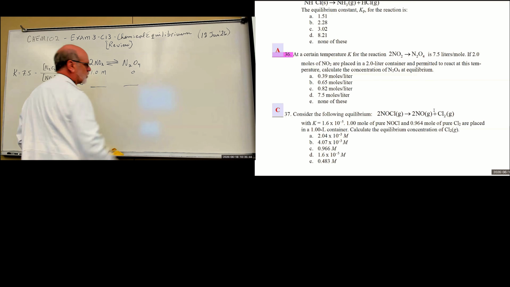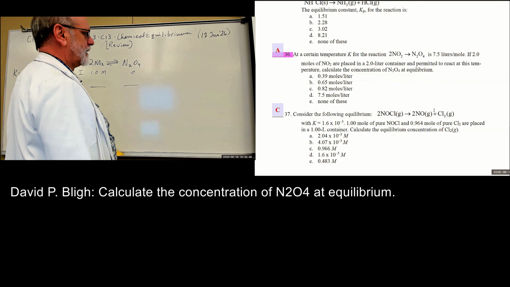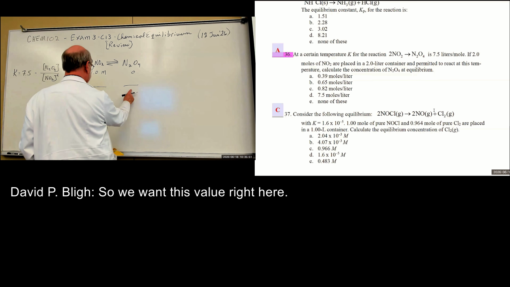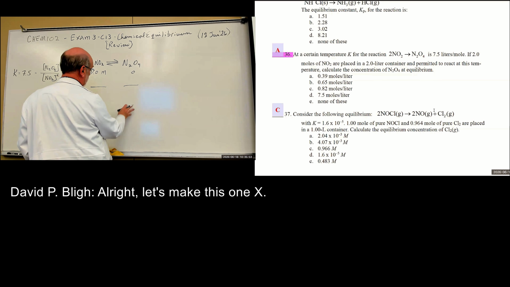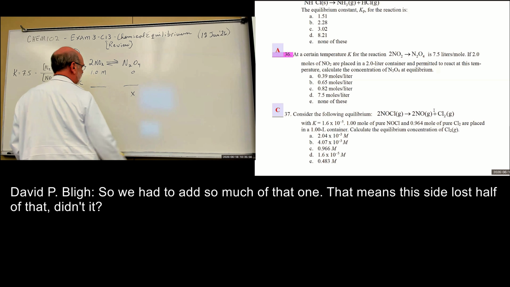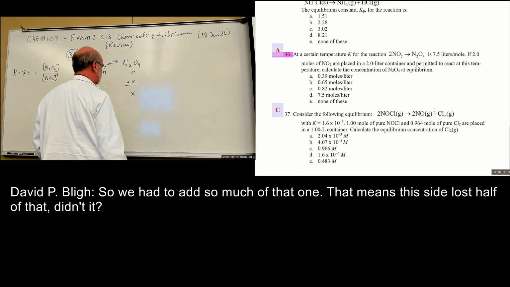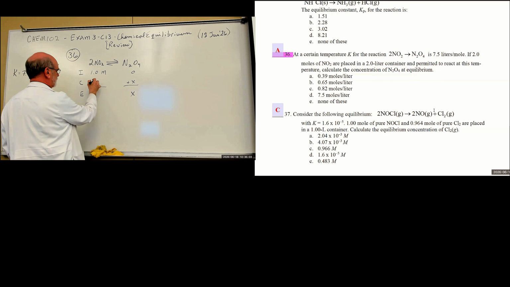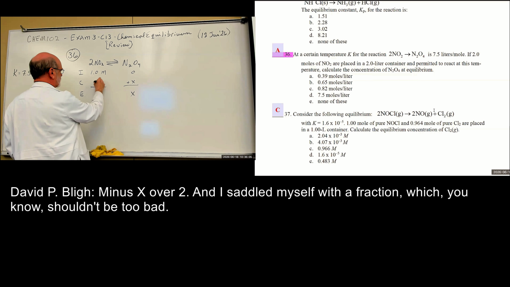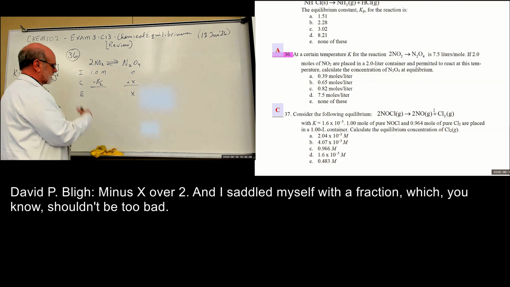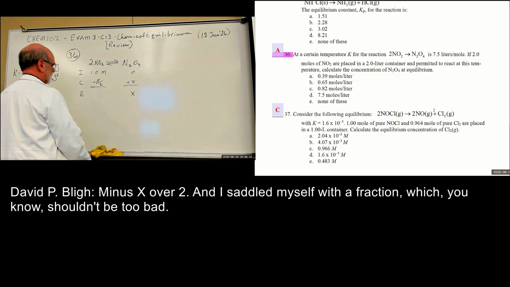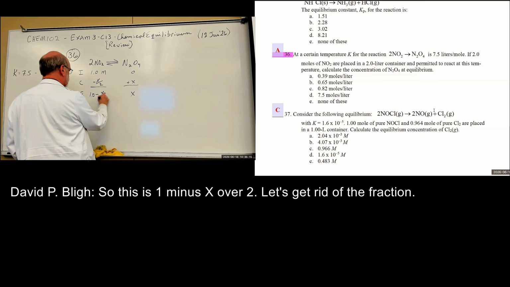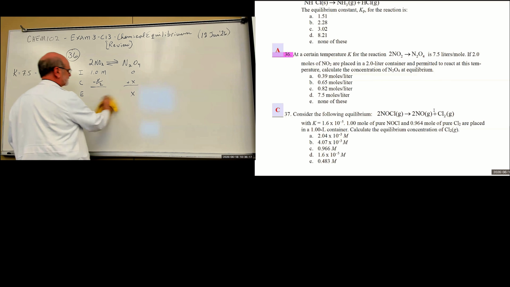Equilibrium. So what's the question? Calculate the concentration of N2O4 at equilibrium. So we want this value right here. All right, let's make this one X. So we had to add so much of that one. That means this side lost half of that, didn't it? Minus X over 2. I saddled myself with a fraction, which shouldn't be too bad. So this is 1 minus X over 2. Let's get rid of the fraction.